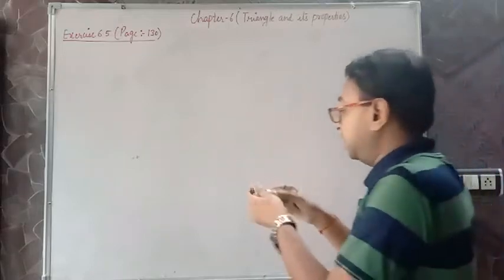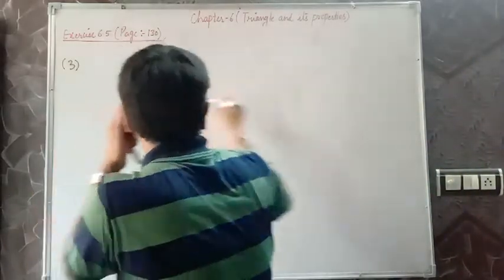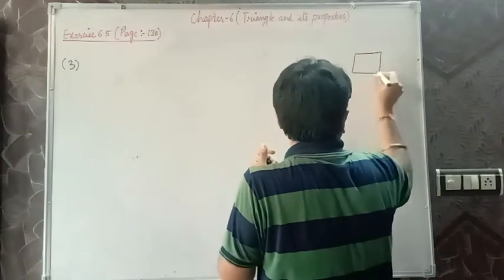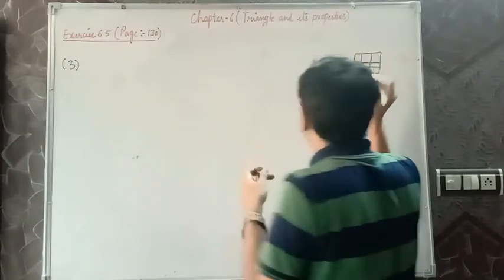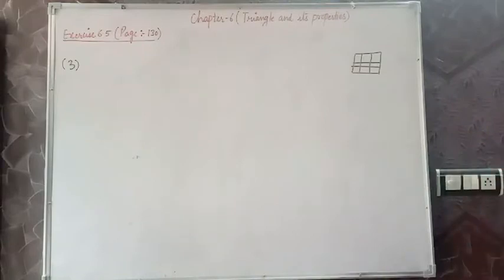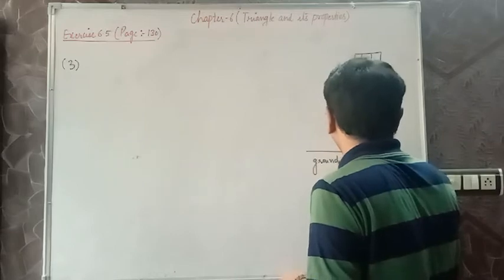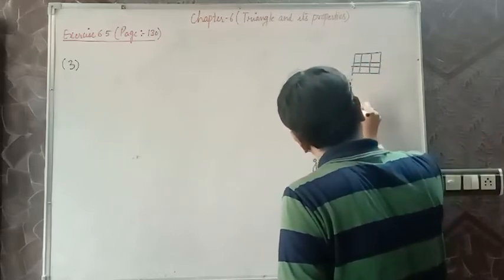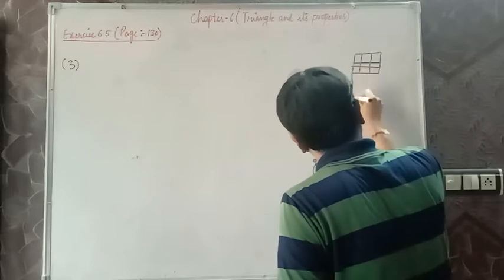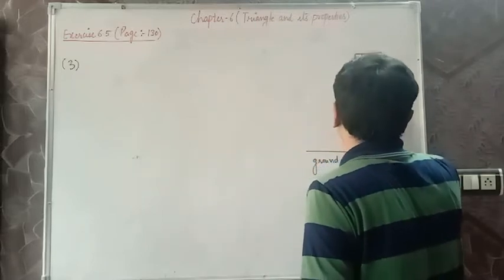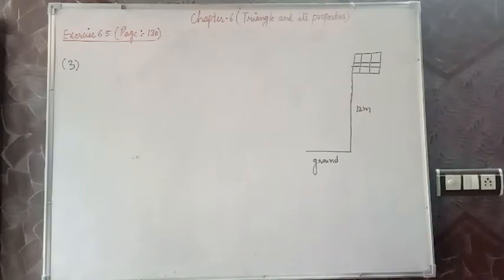For example, in the third question, I am having a window somewhere here. This is a window, right? What I have to do? A ladder 15 meter long reached the window 12 meter high from the ground. This is the ground. And this window is 12 meter high. Are we clear? It's against a wall at a distance of 3. Find the distance of the foot of the ladder from the wall.